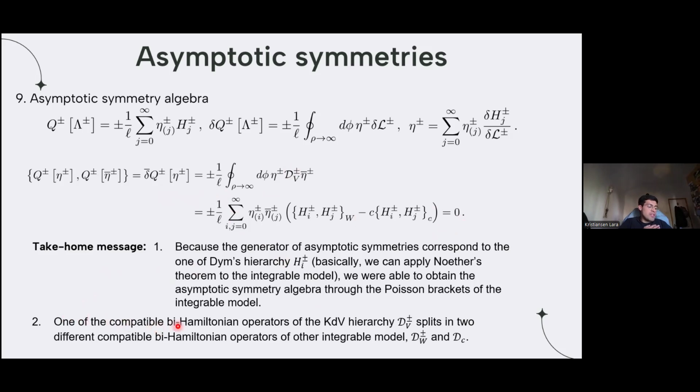Secondly, one of the compatible bi-Hamiltonian operators of the KdV hierarchy, DV, splits into different compatible bi-Hamiltonian operators of another integrable model, DW and DC, which is non-trivial.